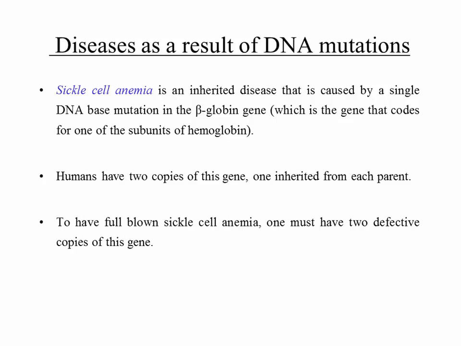So humans have two copies of this gene, like all the other genes, one inherited from each parent. So to have full-blown sickle cell anemia, one must have two defective copies of this gene. So if both your parents are carriers of sickle cell anemia, and each one of them has given you a bad gene, then you are in trouble. You have full-blown sickle cell anemia, and that is catastrophic.